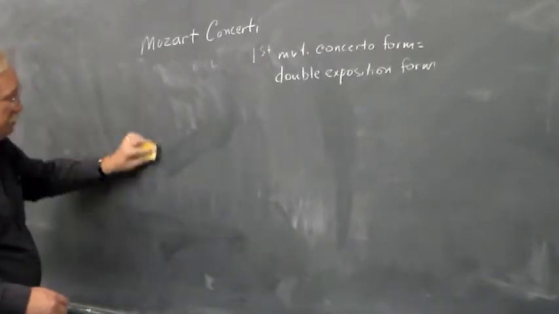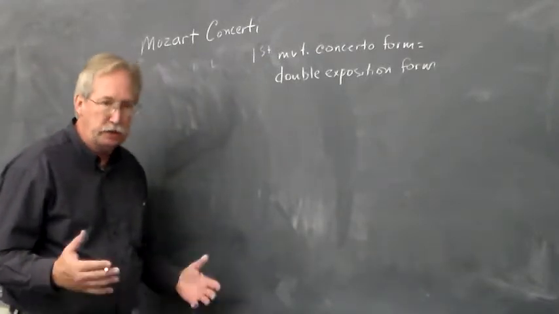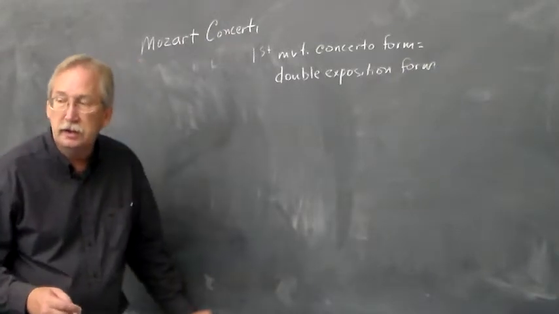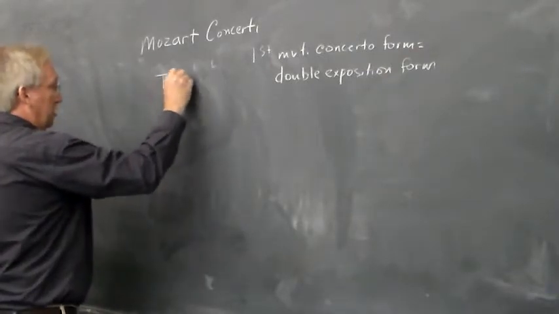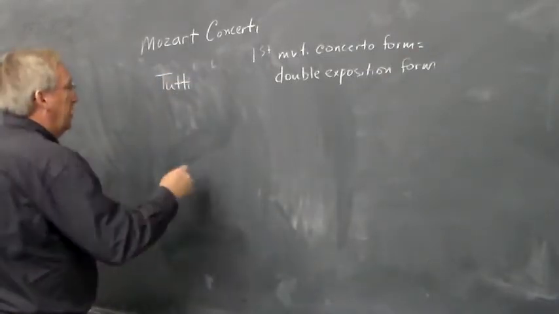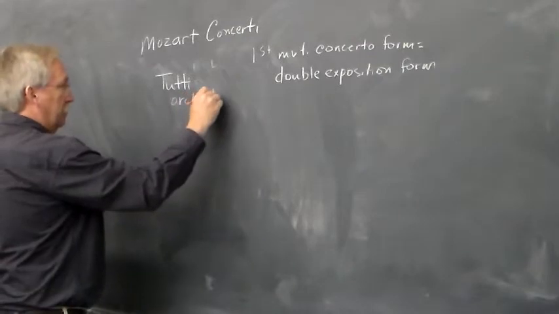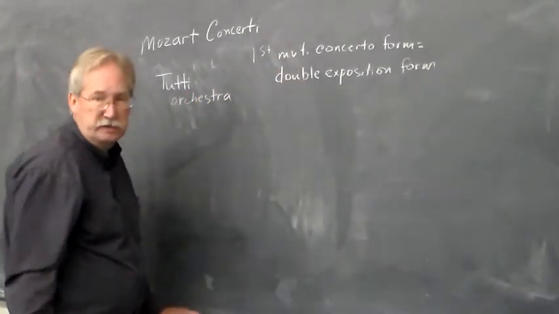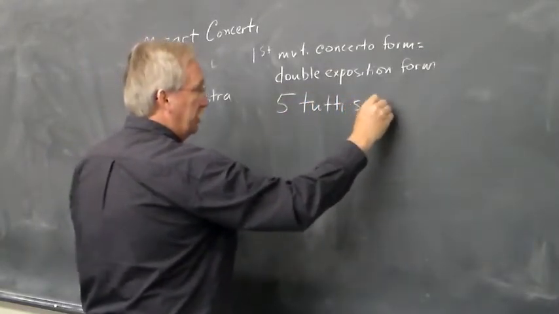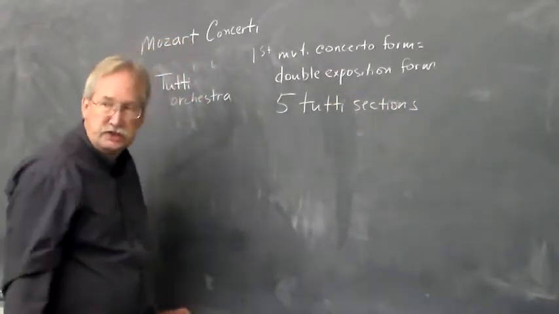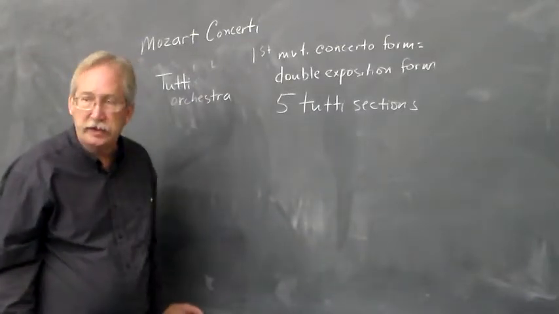And so instead of using the term ripieno, which I talked about as the term that describes the orchestra in a Baroque concerto grosso, the term tutti, which means all, everybody, is what's used for the orchestra sections. And in this first movement concerto form, there are five tutti sections that you're going to look for, the longest of which is the opening tutti, the way that the movement begins. So it begins sounding like a classical symphony.